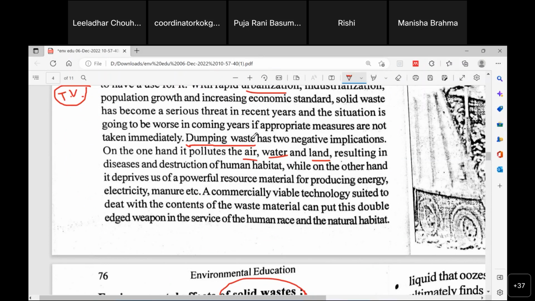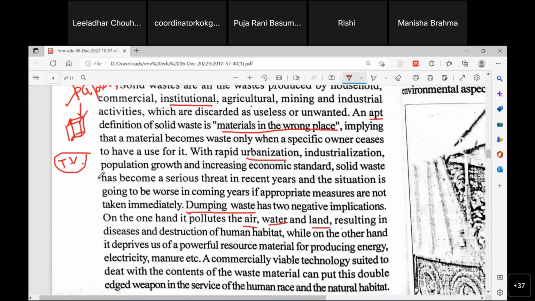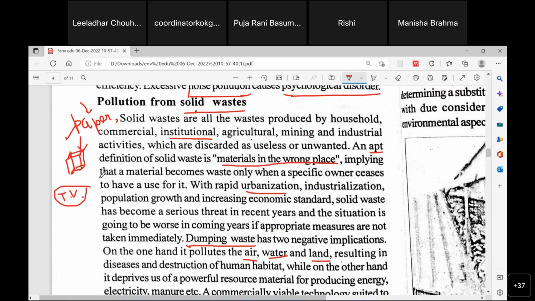Anyways, so dumping waste has two negative implications. One, that it pollutes air, water, and land, resulting in disease and destruction of human habitat. While on the other hand, it deprives us of powerful resource material for producing energy. Okay, coming back to the solid waste, some of the solid waste can be utilized for generation of electricity also.